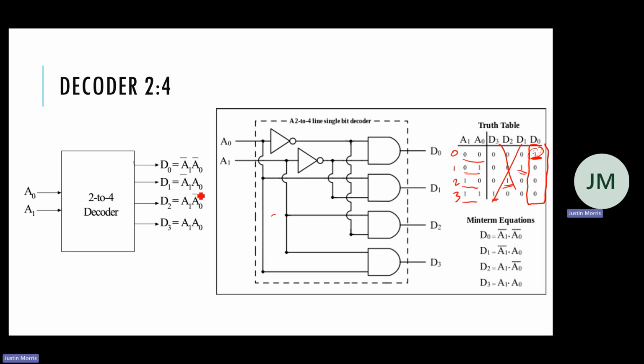Same thing for D1. A1 is 0, so it's knotted. A0 is 1. D2, A1 is 1, A0 is 0. D3, A1 is 1, A0 is 1. And again, we can just look at this as the binary representation of the input A. This is 0, this is 1, this is 2, this is 3. Right? So this is your simplest decoder.